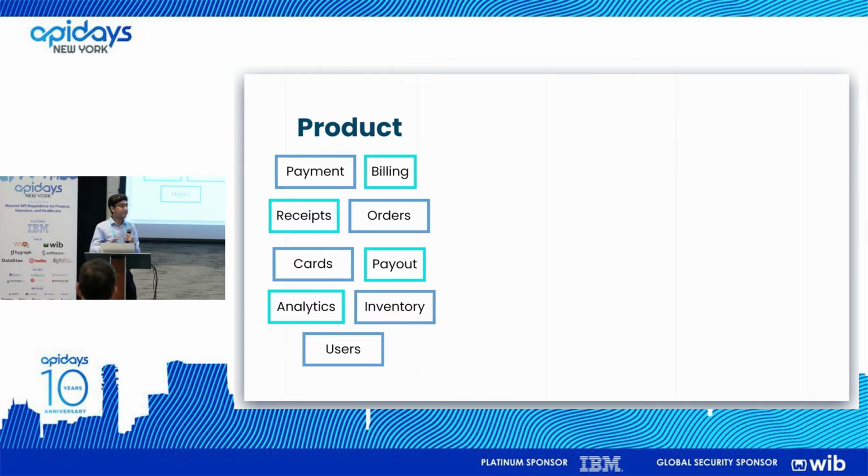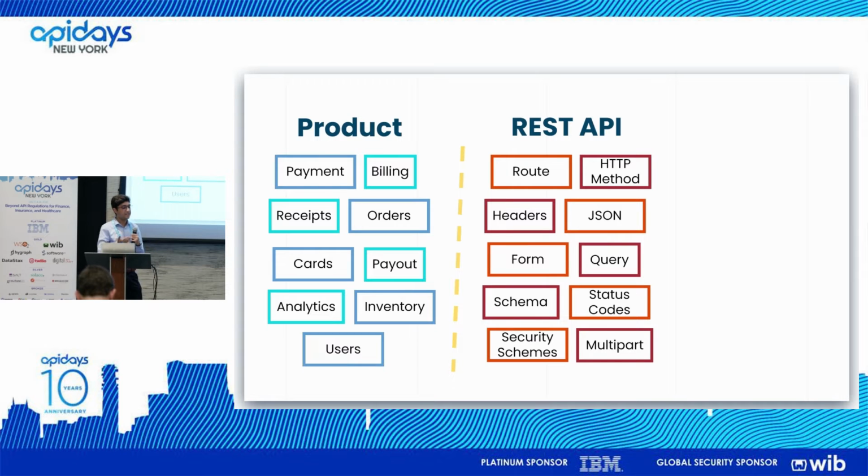So this is what a typical user's journey looks like when they're trying to use an API. I've taken an example of a payment API. You have a neatly written payment API where they have payment, billing, receipts, everything that a normal payment API should provide. And then usually it is exposed as a REST API. However, the REST API has its own language. The REST API talks in terms of routes, HTTP methods, headers, JSON. It's a whole different language compared to the product that you're exposing.